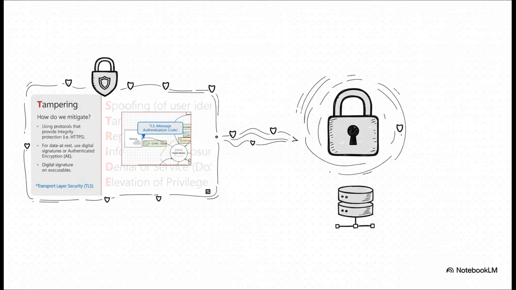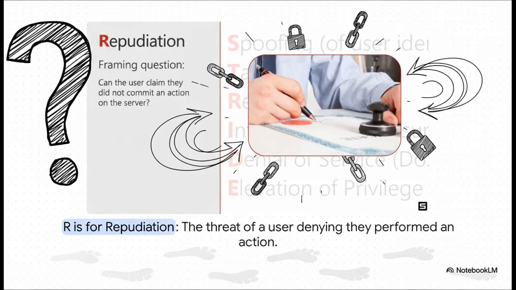The most famous one, of course, is HTTPS, which uses something called Transport Layer Security, or TLS, to create a secure channel. For data that's just sitting there, data at rest, we use things like digital signatures. These countermeasures are like creating a digital seal on the data that breaks if anyone tampers with it, letting us know something is wrong. The R in STRIDE is for repudiation.